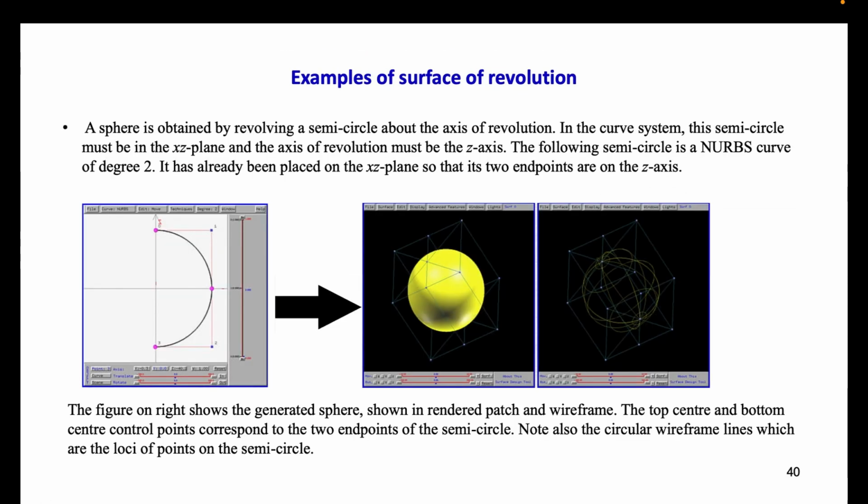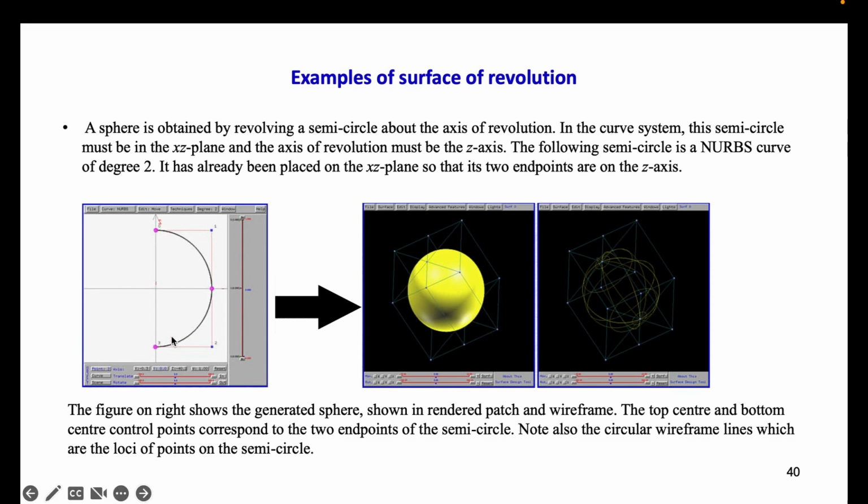Now I'm going to show some popular examples of surface of revolution. A sphere is obtained by revolving a semicircle about the axis of revolution. In the curved system, this semicircle must be in the xz plane and the axis of revolution must be the z-axis. The following semicircle is a NURBS curve of degree 2. It has already been placed on the xz plane so that its two endpoints are on the z-axis.